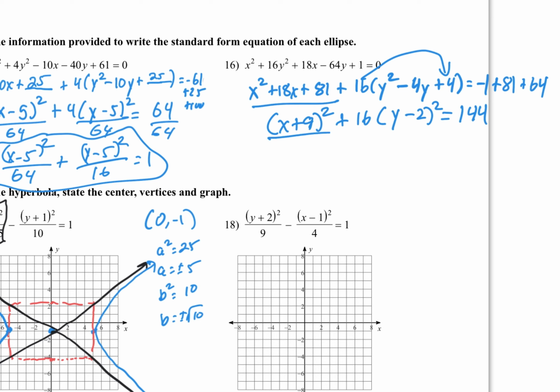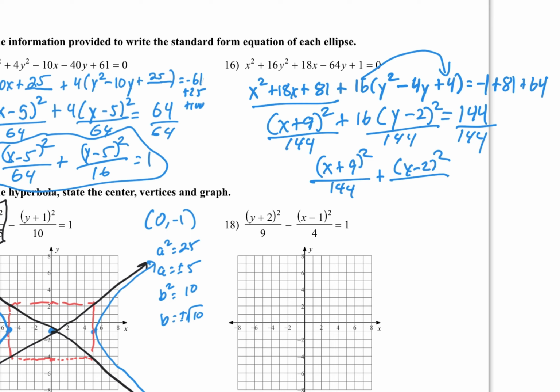Now divide by 144, because in a hyperbola and an ellipse, we're doing ellipses now, it has to equal 1. So that's x plus 9 squared over 144 plus y minus 2 squared over 9. Reduce 16 over 144. There's your answer. You're done. Ta-da.